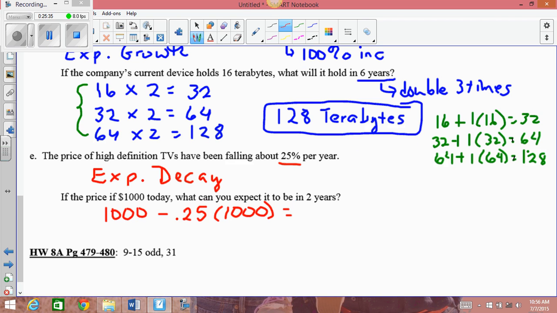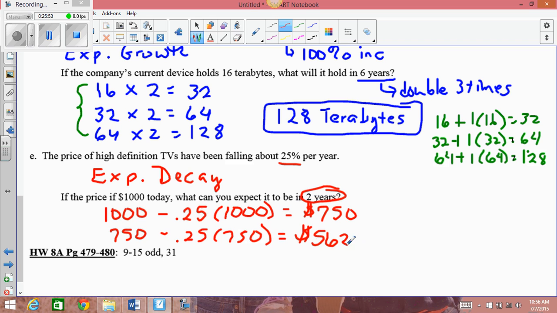That's going to give you a value of $750. That's just the end of the first year. We want 2 years, so now take that $750 and decrease it by 25% of the $750, and now you would be sitting at paying $562.50 at the end of the 2 years under that particular exponential decay.